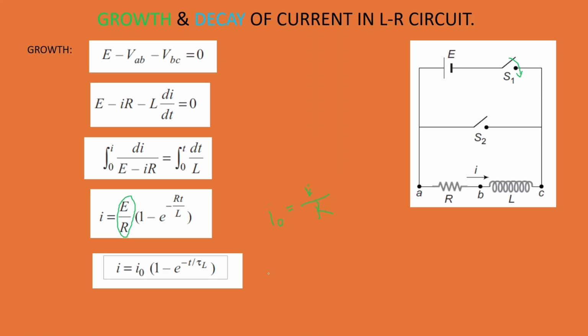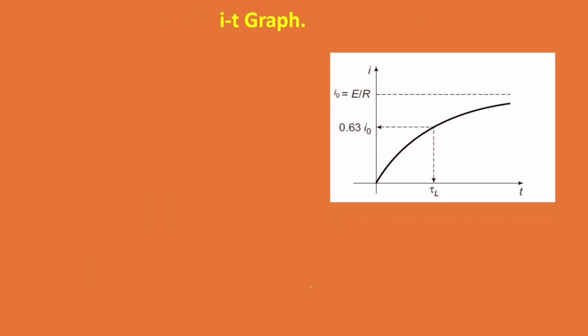So we get the growth of current I equals I0 (1 minus e to the power minus t by tau L). Now we see the IT graph, the current time graph. Here is the time axis and this is the current axis. The maximum current I0 equals E by R.